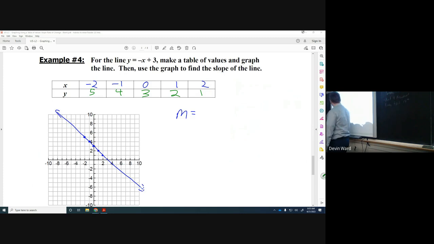What point do you want to go to? We're at -2 and 5. What point do you want to go down to? Okay, let's go down to 0 then. That's probably easy, like x equals 0. We'll go down, and we're at 0 and 3. So what is our rise? Perfect. Our rise is -2.